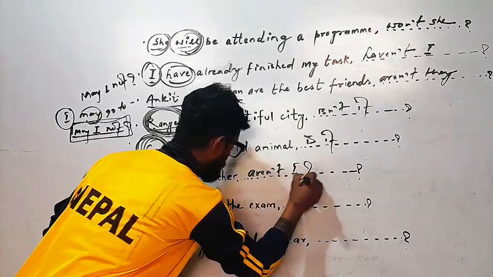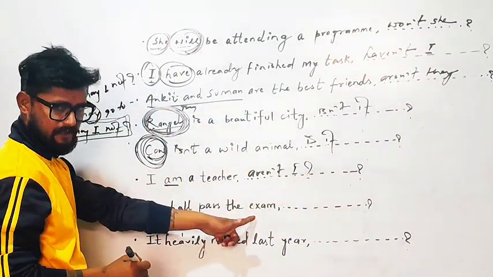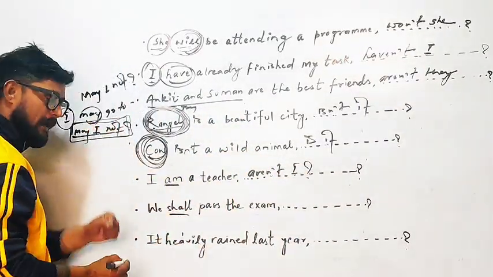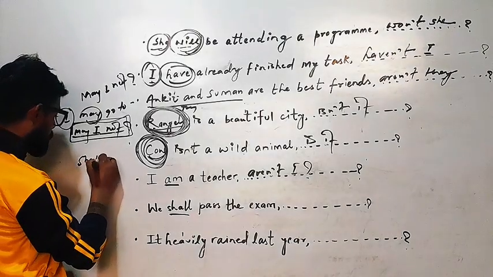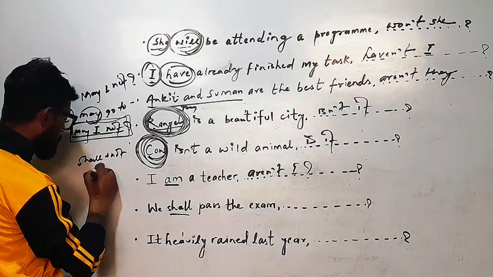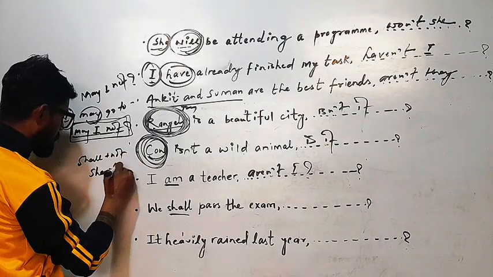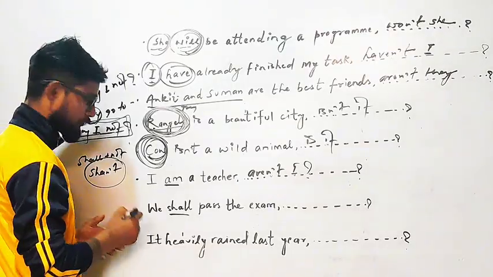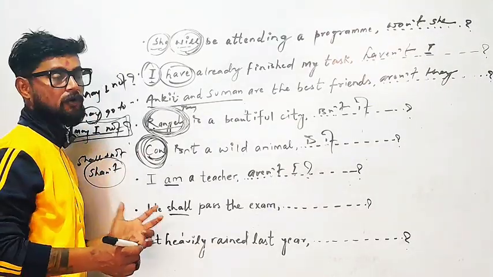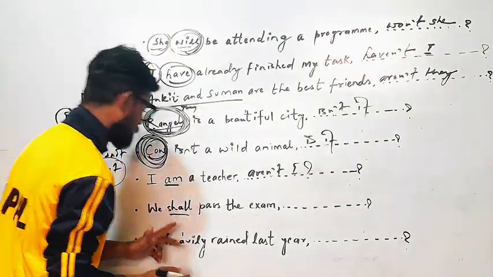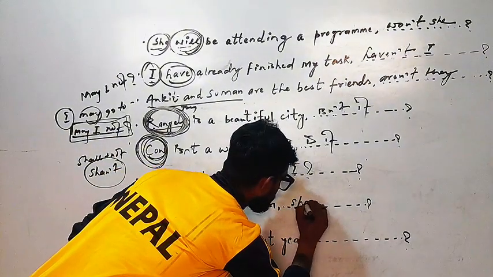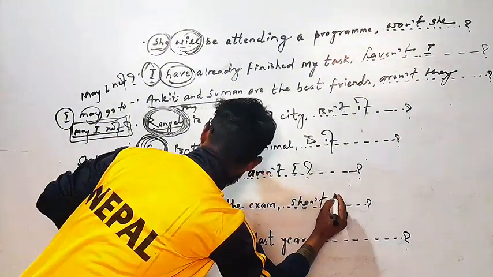We shall pass the exam. Shall is the auxiliary verb, and now shall plus not means shan't. So here, what is the contracted form of shall plus not? Shan't. Shan't we?